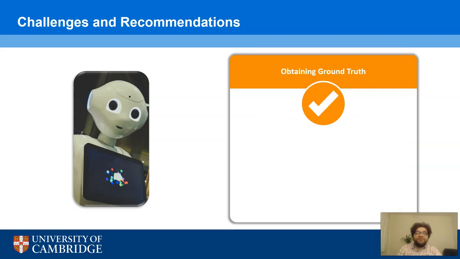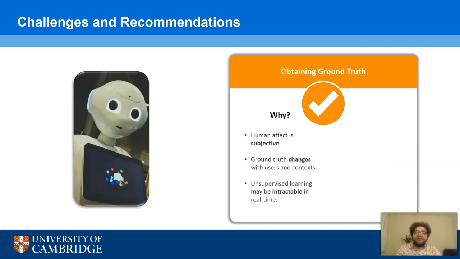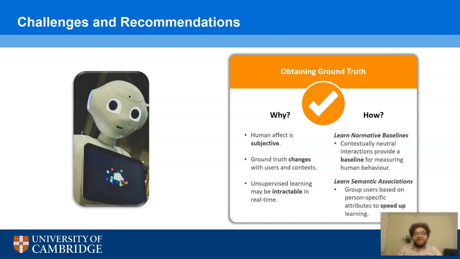The other issue is obtaining ground truth evaluations. This is an issue particularly for affect perception, as human affect is subjective and ground truth varies between users and contexts. Unsupervised learning is usually applied to get around this problem, but in real-time interactions, this might also become intractable. We suggest to focus on learning normative baselines by holding initial interactions in context-neutral settings. This will help establish a norm for the user behavior, and deviations from such norms can be easily detected using continual learning approaches.